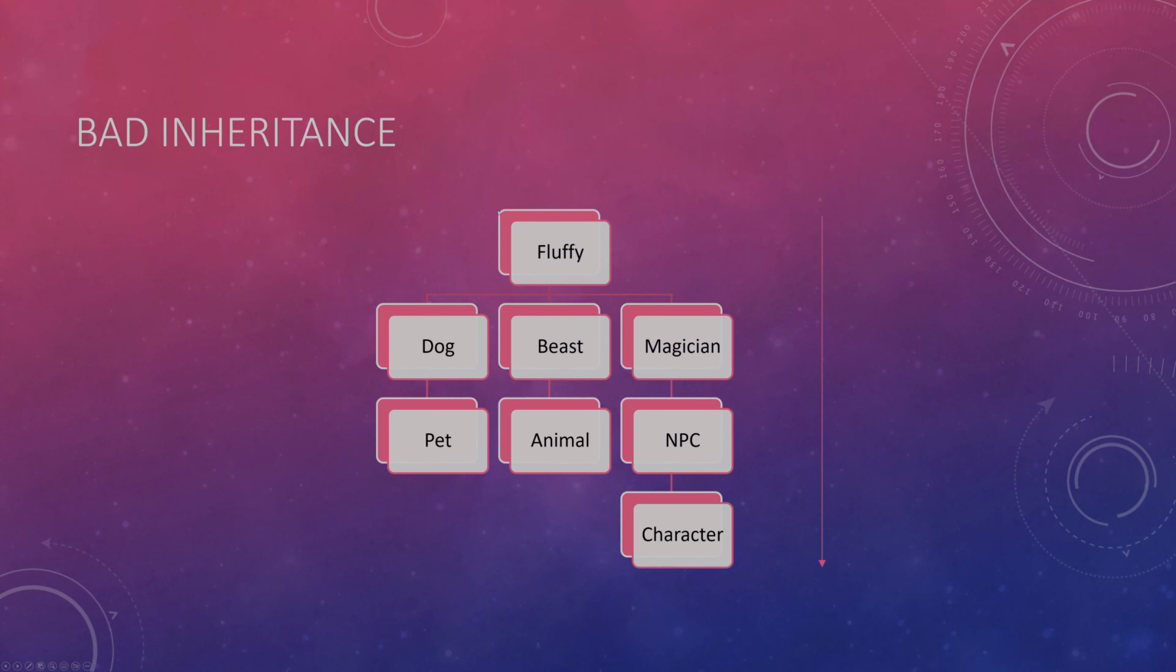Now this is an example of a bad inheritance. You can see that it's already swapped around. We are starting at the top with the fluffy, and you can see that the fluffy is a dog, the fluffy is a beast, and the fluffy is a magician. The dog itself is a pet, and the beast itself is an animal, and the magician is an NPC, which is again a character, and you're really gonna get into trouble if you have a hierarchy like that.